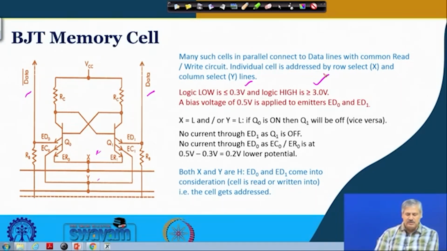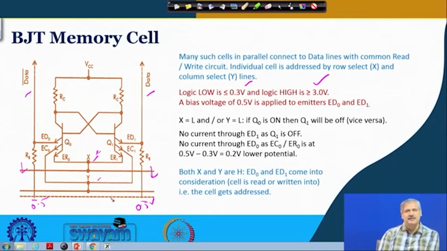Other than that, we take note that these lines have a bias voltage connected through a power supply and a resistance. We shall see that circuit a little later, for which 0.5 volt is presented over here. Depending on the amount of current flowing, a small drop might be there, but otherwise it is 0.5 volt. So, when any one of them, X or Y, is low, this is 0.3 volt and this is 0.5 volt, so current will not be flowing in this direction.